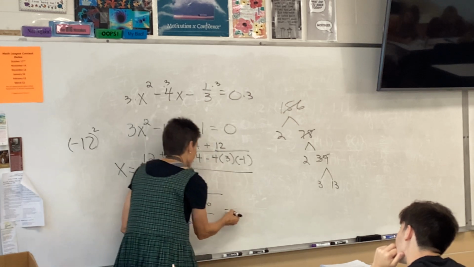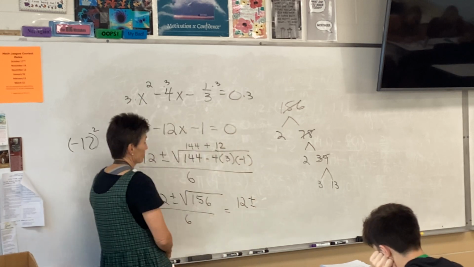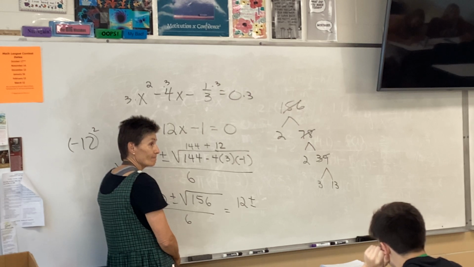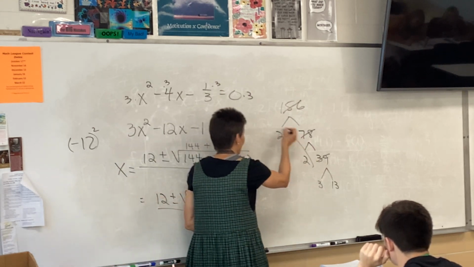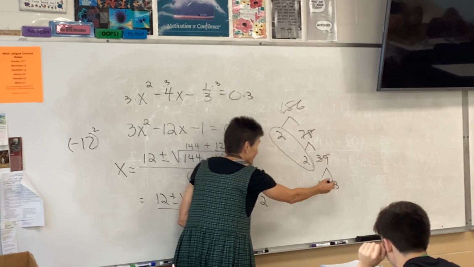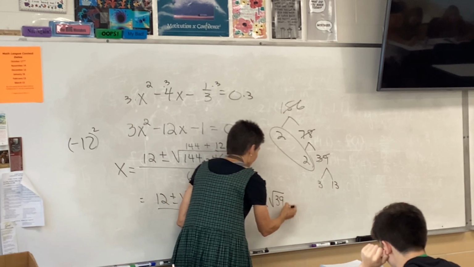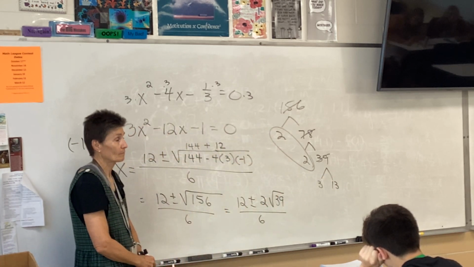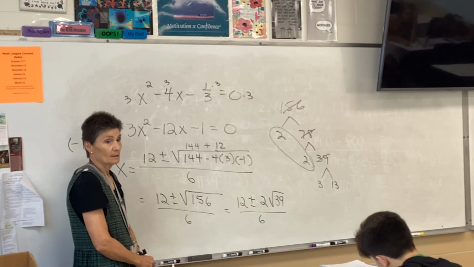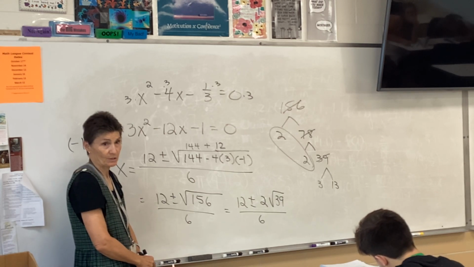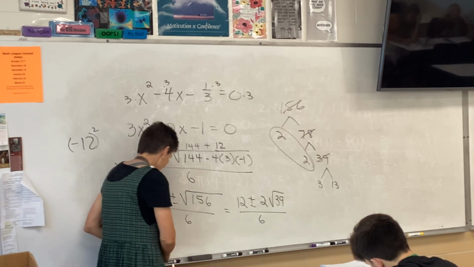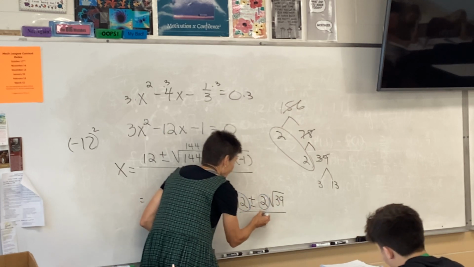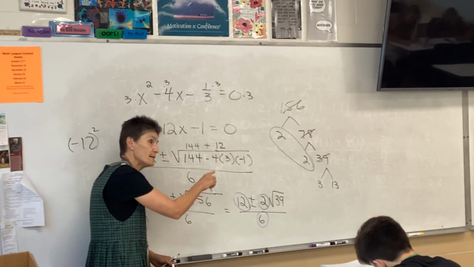So how does that simplify? 12 plus or minus. You guys are making it rough on me this morning. What comes out? 2. What stays in? 39. That's multiply, remember. Does that reduce? Yes, because you can take a 2 out of all 3 spots.